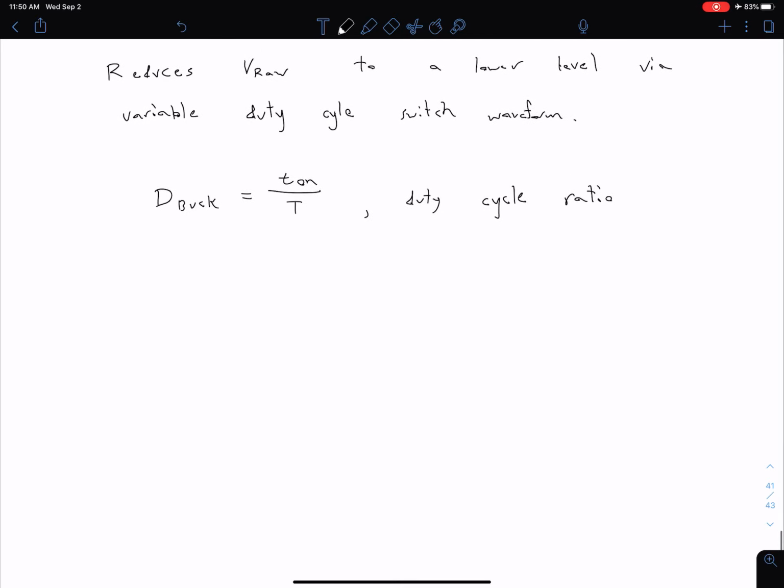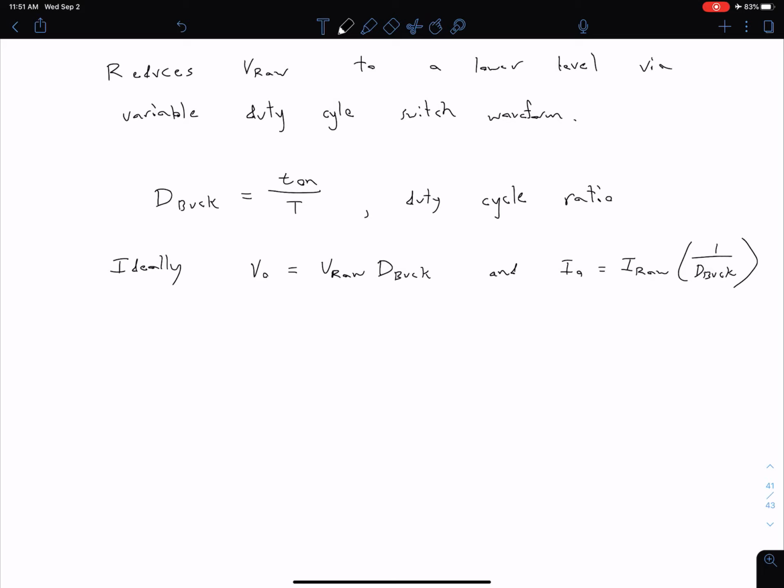What we're going to see is that ideally our output voltage, V out, is going to be equal to the input voltage, V raw, times this D buck variable. We're going to come back and prove that here in a little bit. We're also going to have that our output current, I out, is going to be I raw times 1 over D buck. Like we've talked about previously, that's just from conservation of energy. We're assuming we have a lossless circuit, so we're going to have the same power in as we have out, or the same energy in as we have coming out.